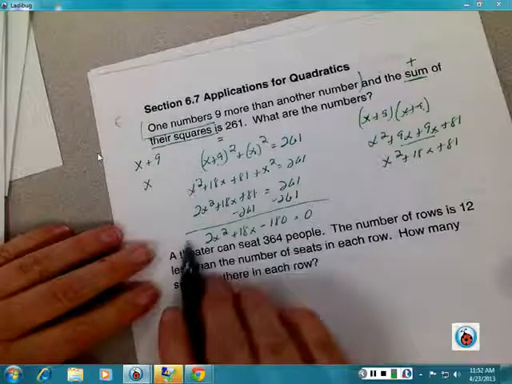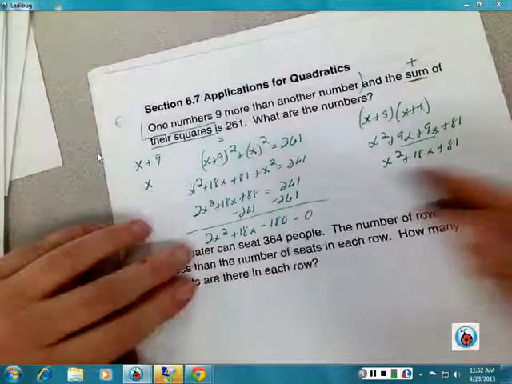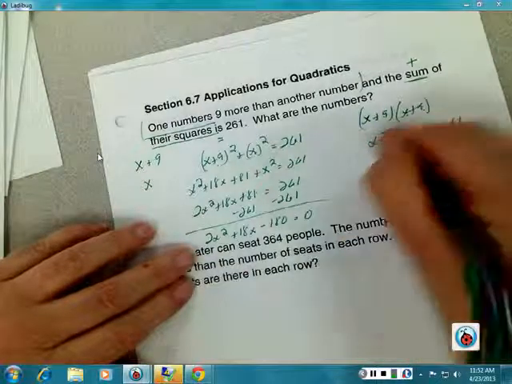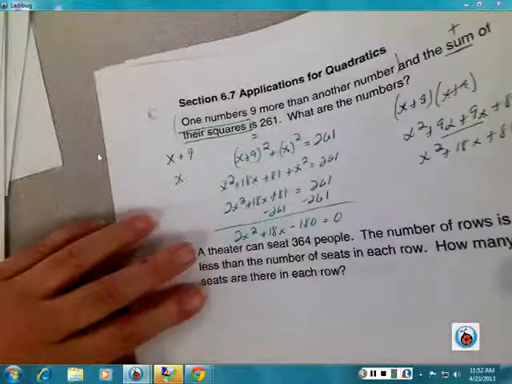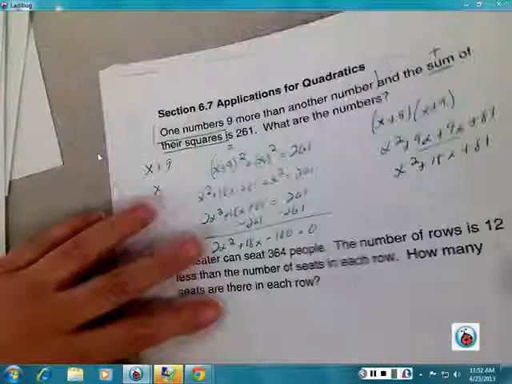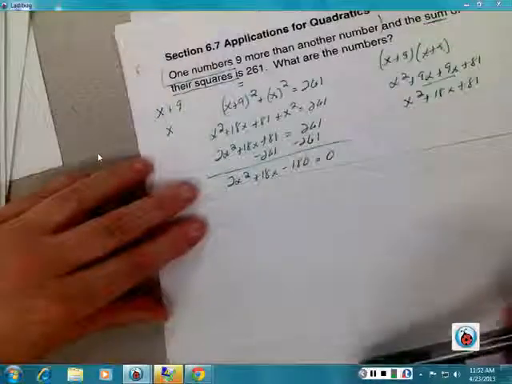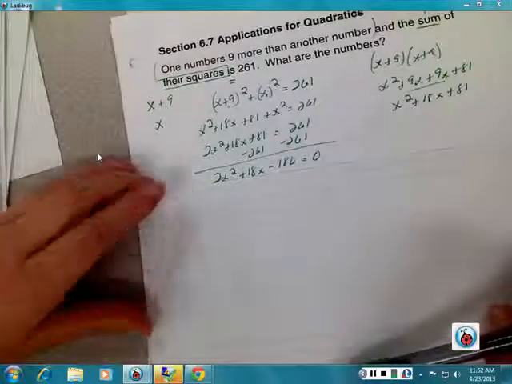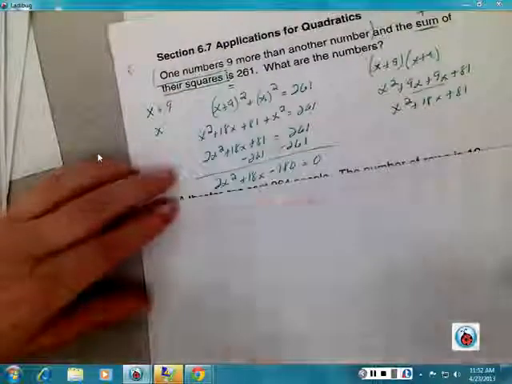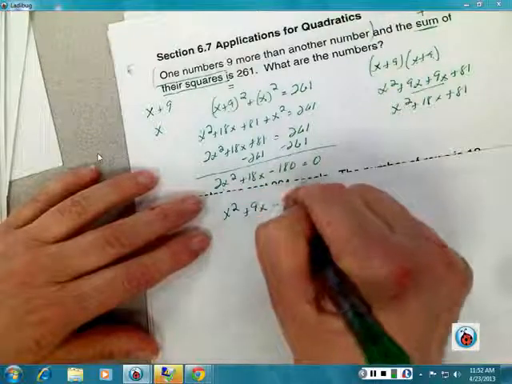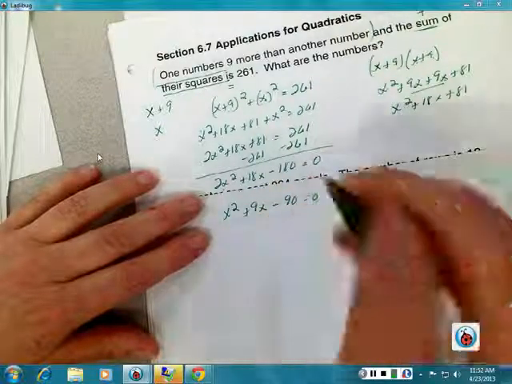Then what I can do with this whole piece is remove a 2, because every piece in here is divisible by 2. So maybe I grab another sheet of paper here and write it on that other sheet of paper. That'll help us out so we have a little more room in here because it's kind of cramped. So if I remove a 2, divide everything by 2, I have x squared plus 9x minus 90 is equal to 0.